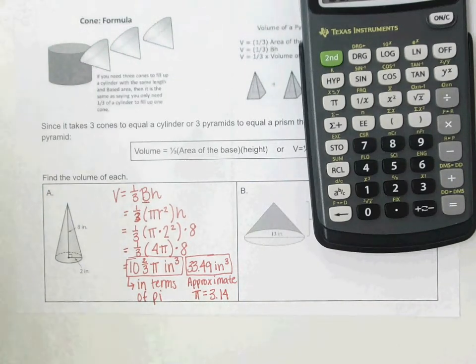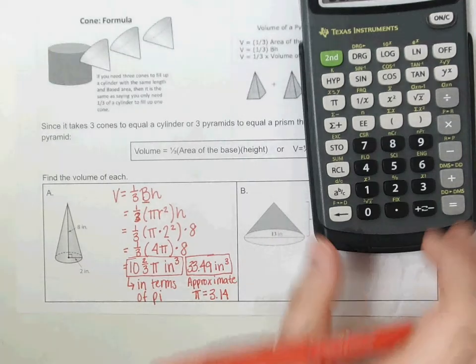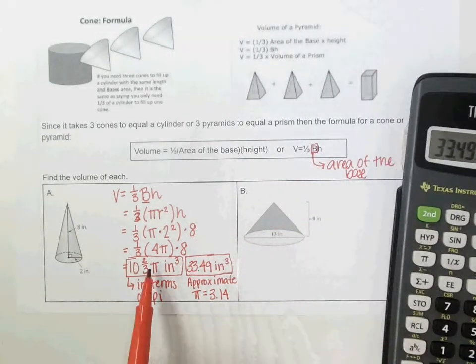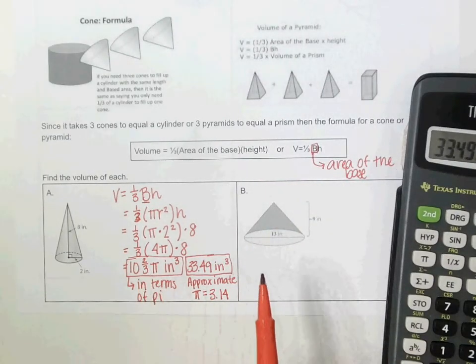Okay, so on your homework, I'm going to ask for both of those answers. So make sure the first time you leave it in terms of pi, and then the second time go ahead and multiply by 3.14.